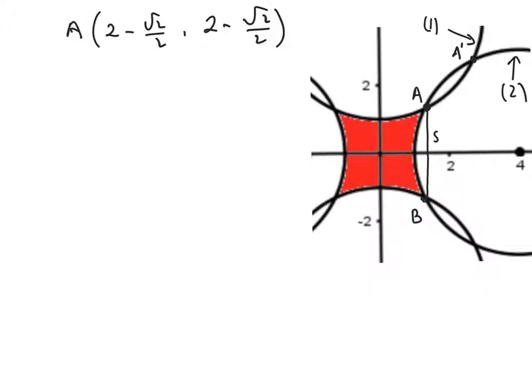Now let's look at the point of intersection of circle number 2 with the lower circle, this point here. We don't need to do any calculation because there is a certain symmetry. So point B will have the same x coordinate as point A, 2 minus square root 2 over 2, because of the symmetry on the x-axis. And now the y of B will be minus 2 plus square root 2 over 2. B is a reflection of the point A on the x-axis.